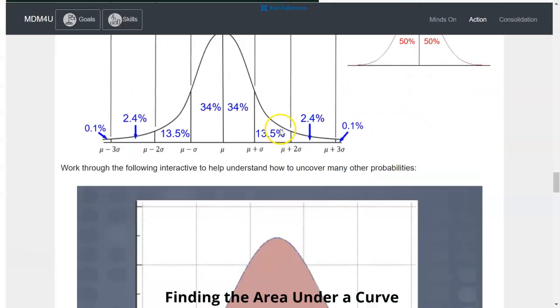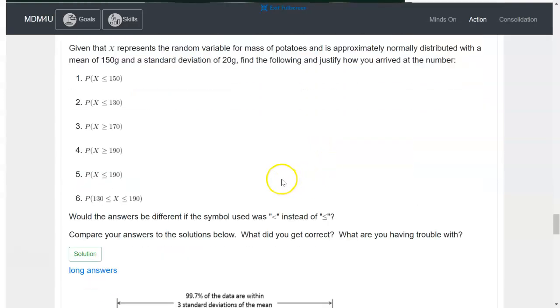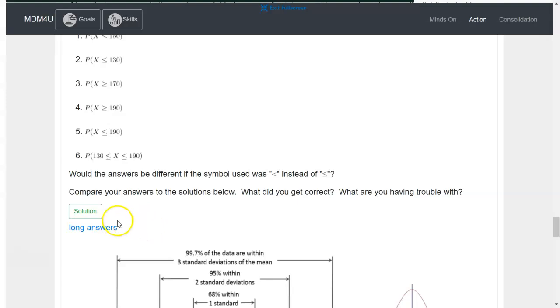So we're going to go back to this as we look at the questions here, and you can play around and watch this video. These are great. Once you get to this question here, what's the probability of this happening? So let's get the data here. The mean is 150. We're talking about potatoes here. The standard deviation is 20. And the question is, what's the probability of this and that and all that sort of thing?